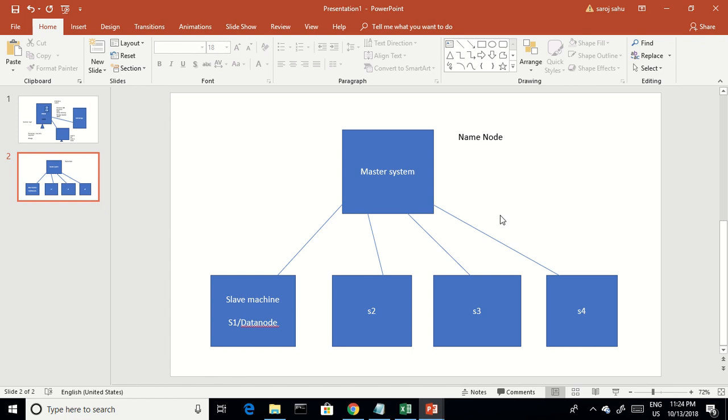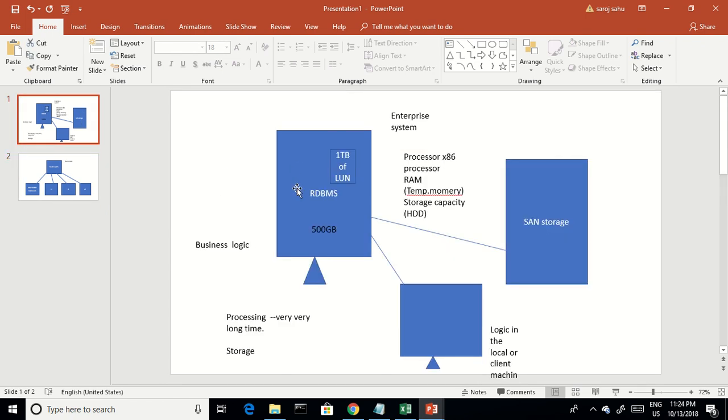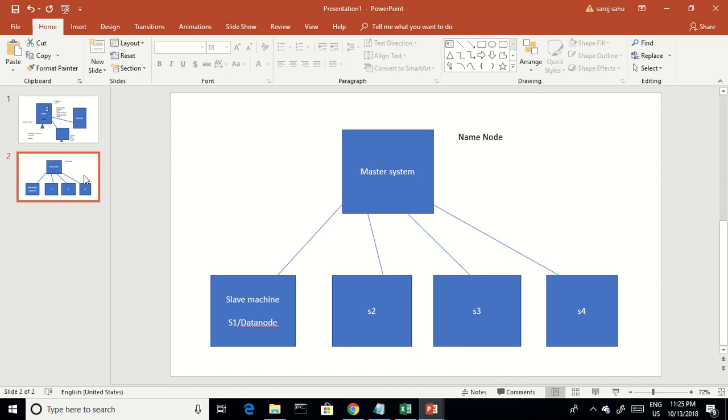There is no problem. So if you compare the traditional system with the Hadoop system, here I am using only a single system, one RDBMS, but here I have like 5 systems. So it may be very costly. It looks like it may be very costly because it's 5 machines to form one single cluster.